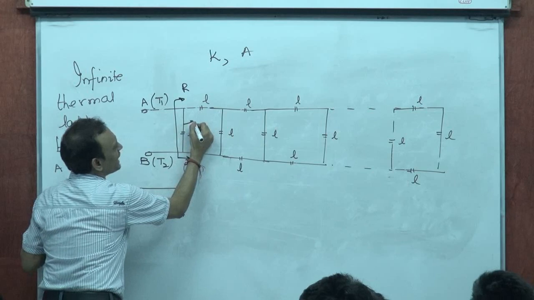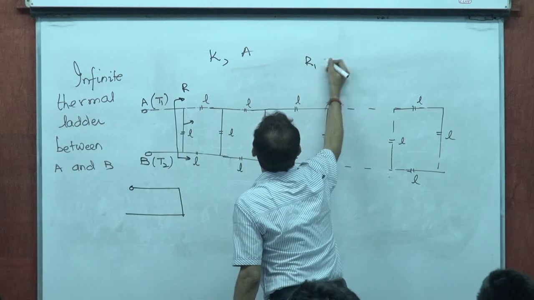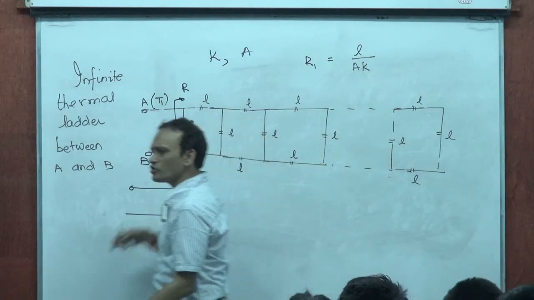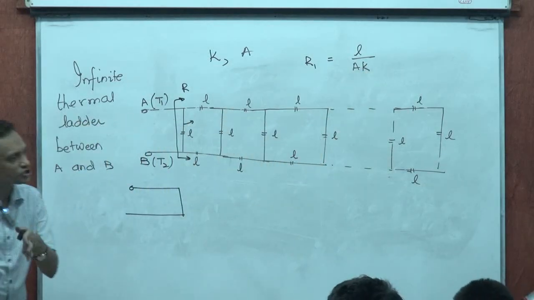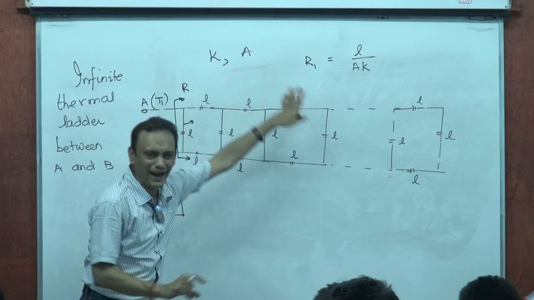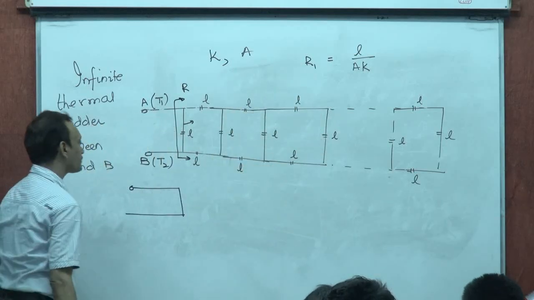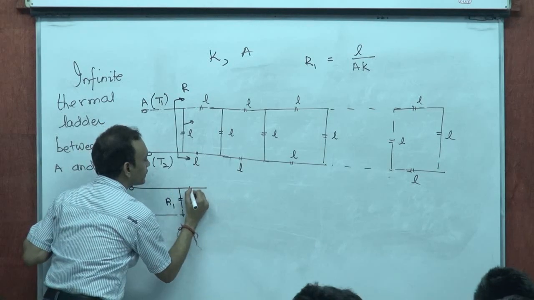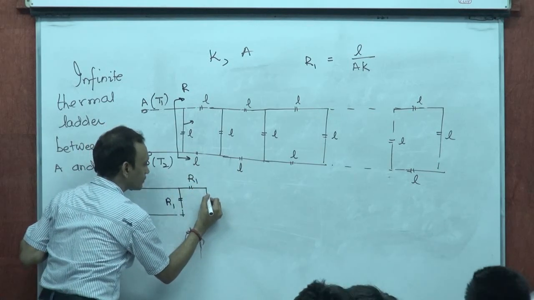So then, each one of these ladders will have thermal resistance L by AK. The thermal resistance of each of the ladder, each of the constituent elements, rod, would be L by AK. So this is R1, this is R1.